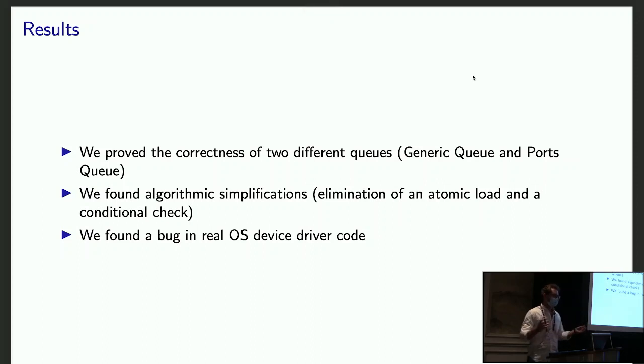So the result was we proved the correctness of two different queues. One is called the generic queue, which is used to exchange messages. And the ports queue is a variant of the generic queue, which also allows you to make reservations to guarantee that you'll have a slot. And in the process, we found some simplifications to the algorithm that improved performance a little bit. So we were able to eliminate an atomic load and a conditional check. And we also found a bug in some OS device driver initialization. So we were able to fix that as well.